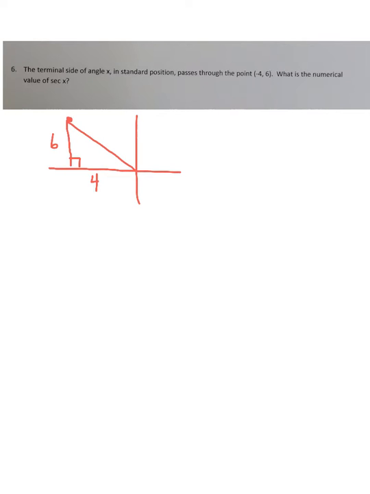It says, what is the numerical value of cosecant? I'm sorry, of secant. Okay, so let's think about what secant is. Secant of x is equal to 1 over cosine of x, right? And remember that cosine is the adjacent over the hypotenuse. So let's look at my angle here. And here would be my adjacent, and this would be my hypotenuse, which I don't know, but I'm going to find that out.